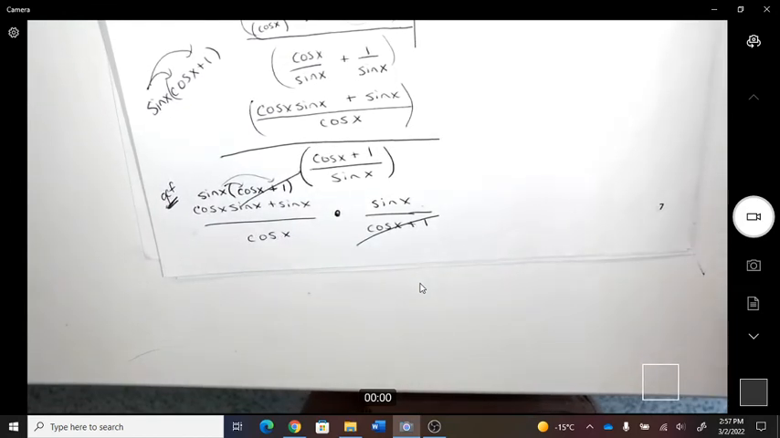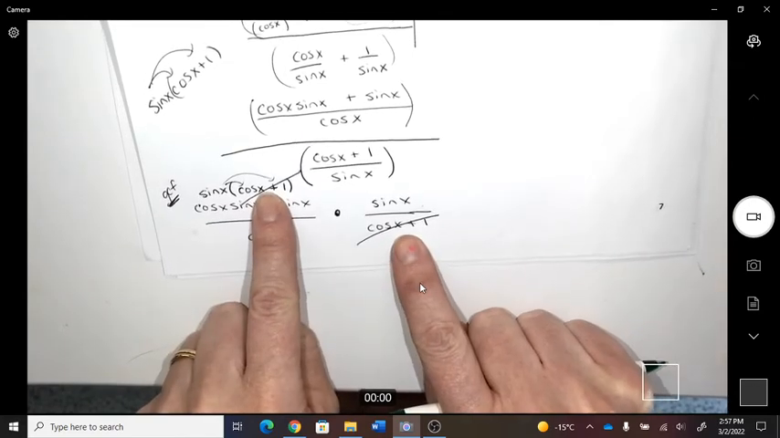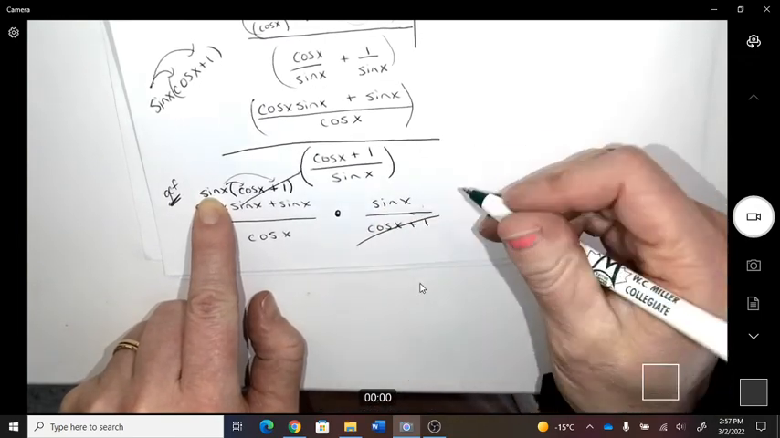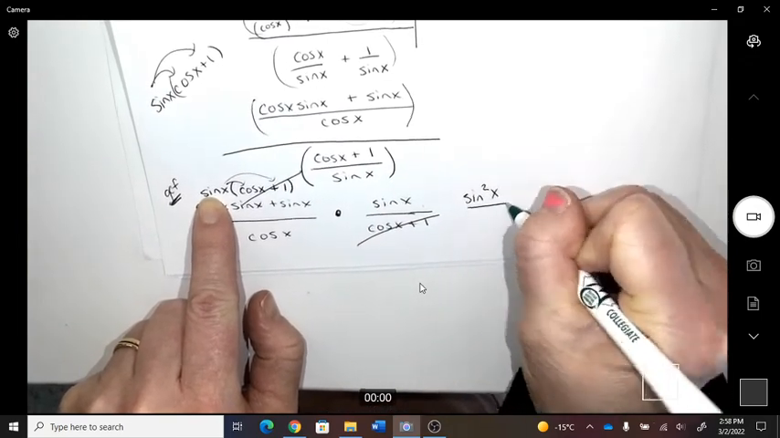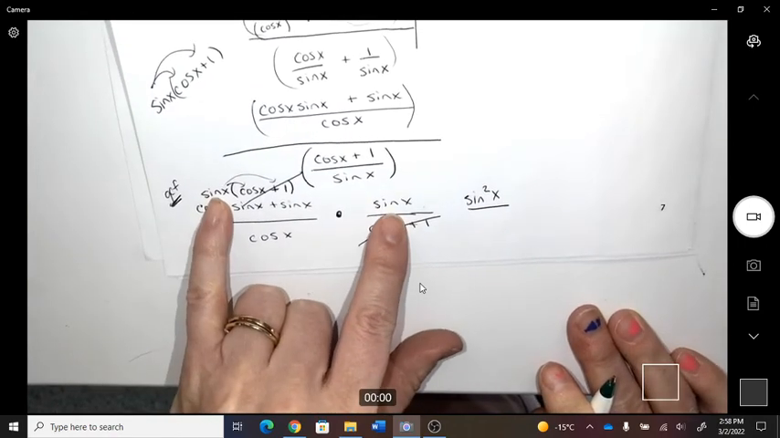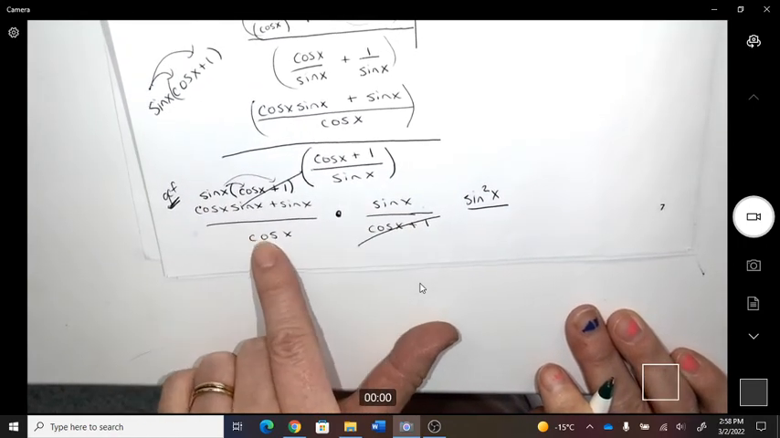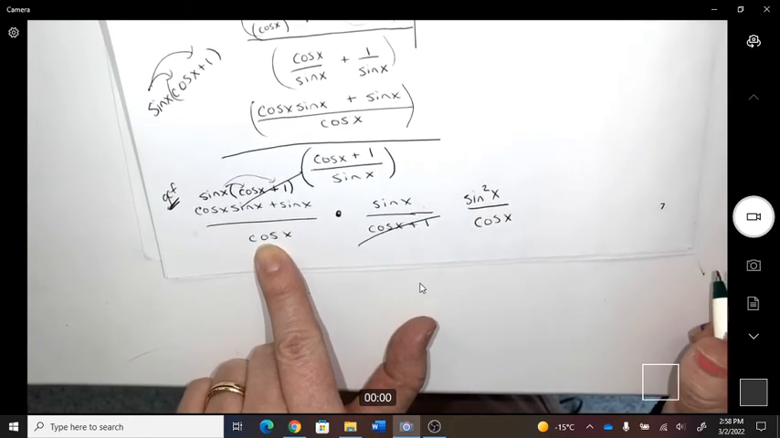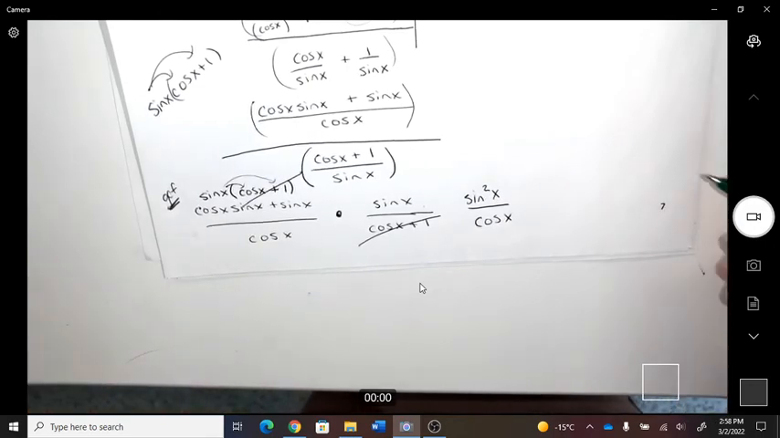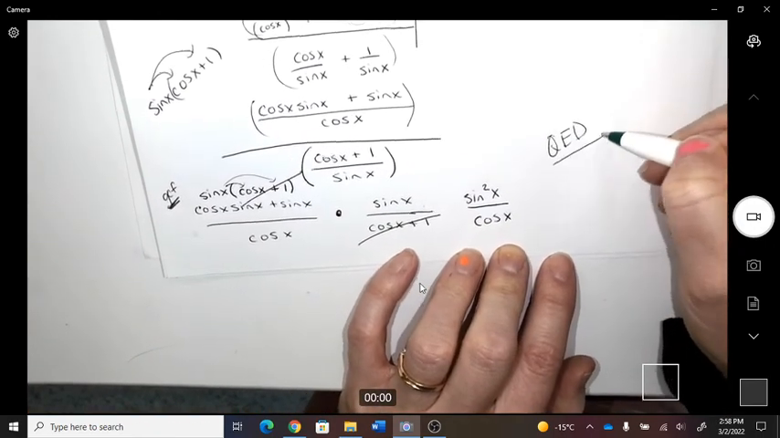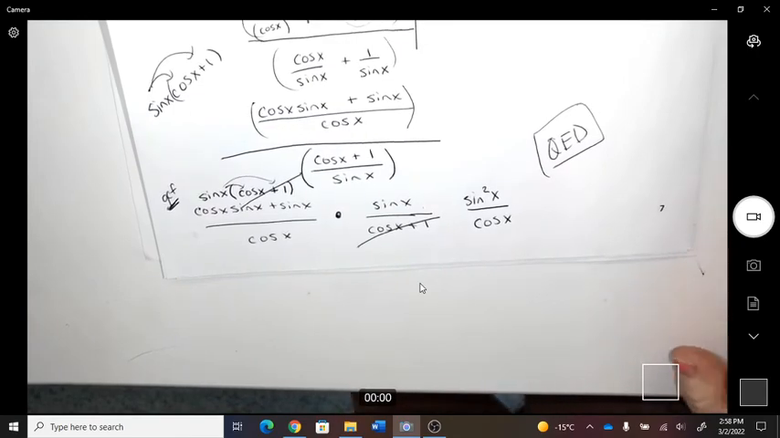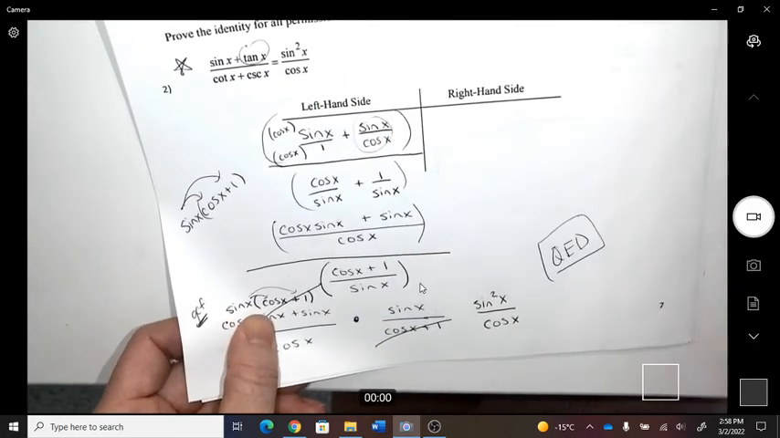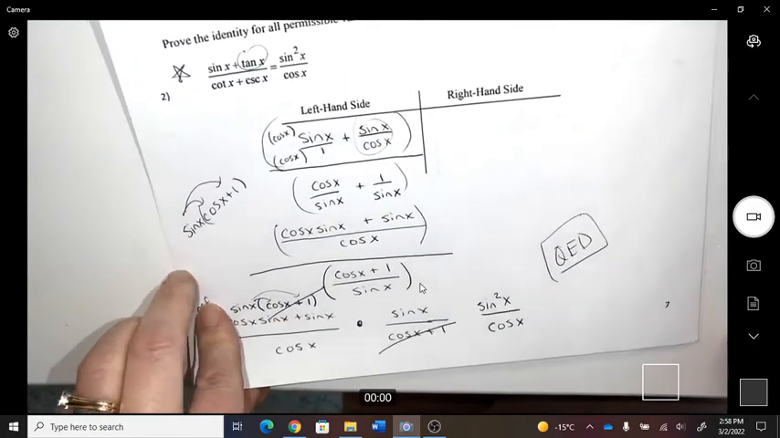Okay. Ready? What do I have left? I canceled those. So I have this and this left, which is sine squared x. I have that left. And all I have left on the bottom is cos x. And what did we do? The correct answer is QED. We matched it. We made it look like that side. I cracked the code. You made it match.